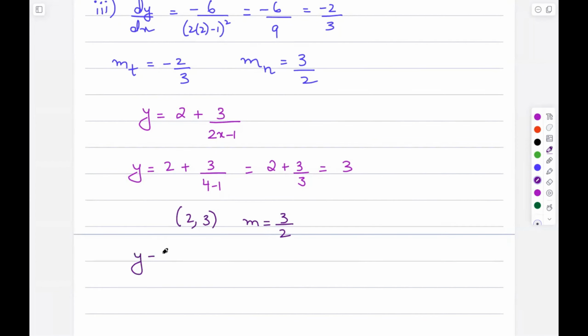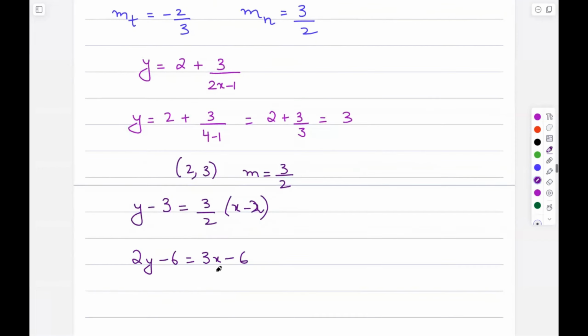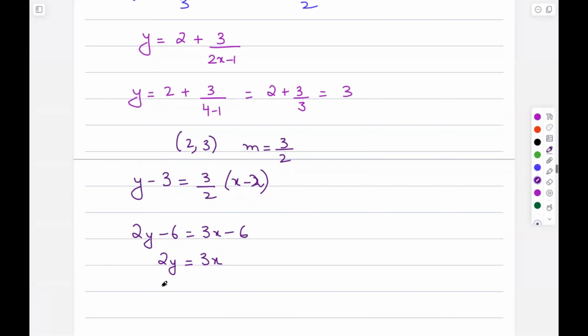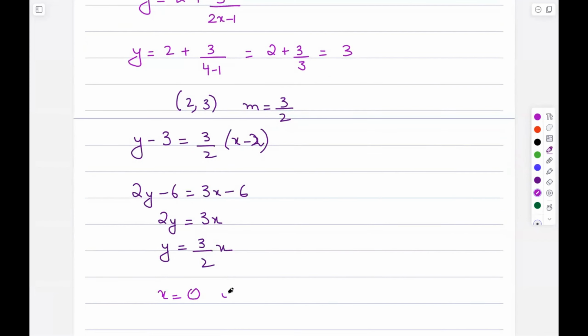So the equation will be y minus y1 is equal to m into x minus x1, where x1 will be 2. Cross multiplying, we'll get 2y minus 6 is equal to 3x minus 6. Taking minus 6 to the other side, the equation will be 2y is equal to 3x, as minus 6 plus 6 will be 0. So y will be equal to 3 upon 2x. Now substituting, when the value of x is 0, the value of y will also be 0.